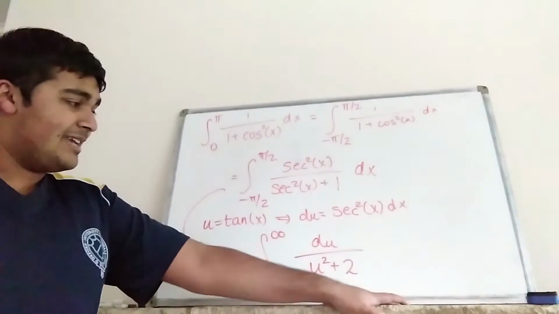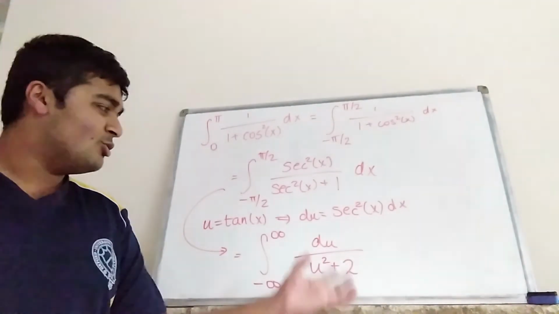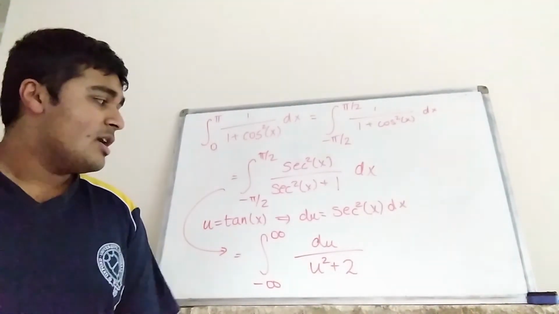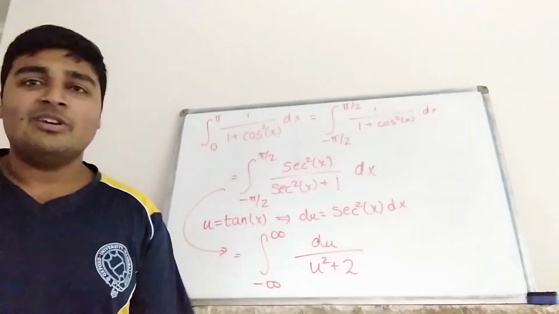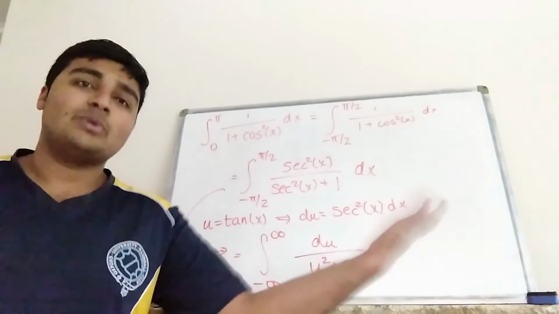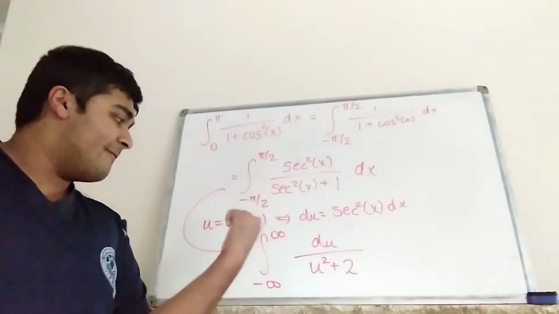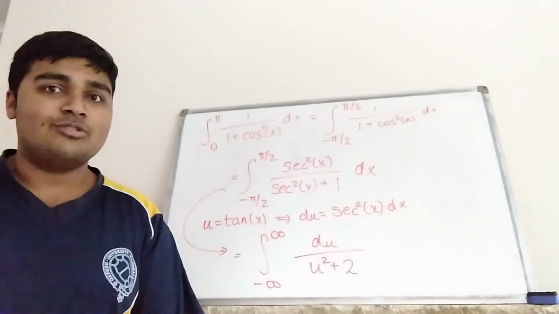And now this here is a somewhat standard integral. It's almost inverse tangent of u. We're just going to do a slight substitution on the u to make this an exact derivative for which we can work out the antiderivative, plug in infinity and minus infinity, and get our solution.